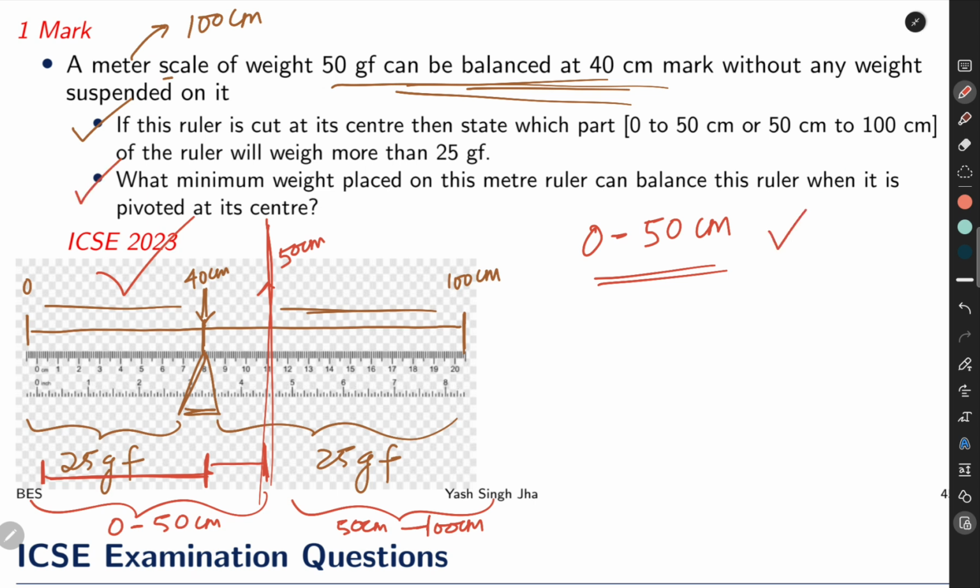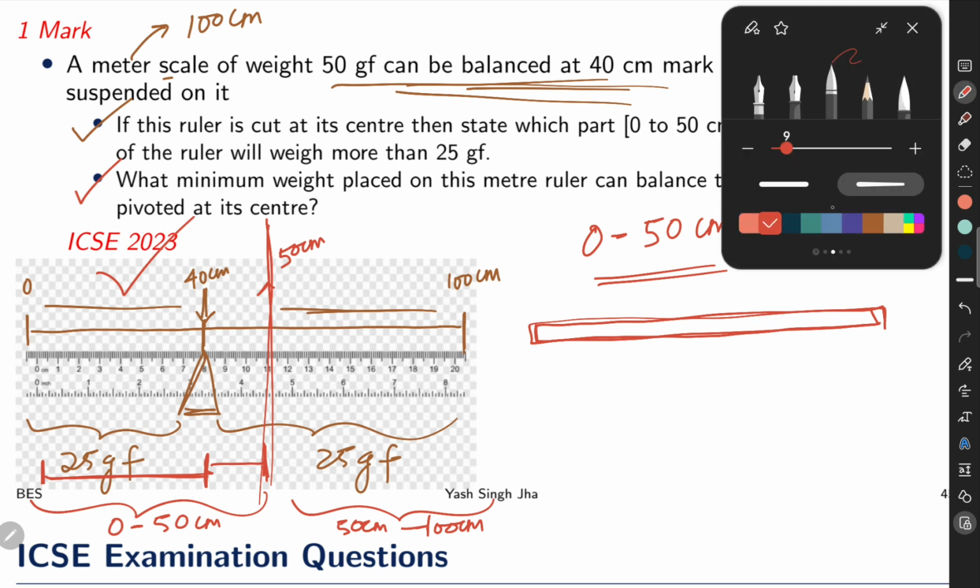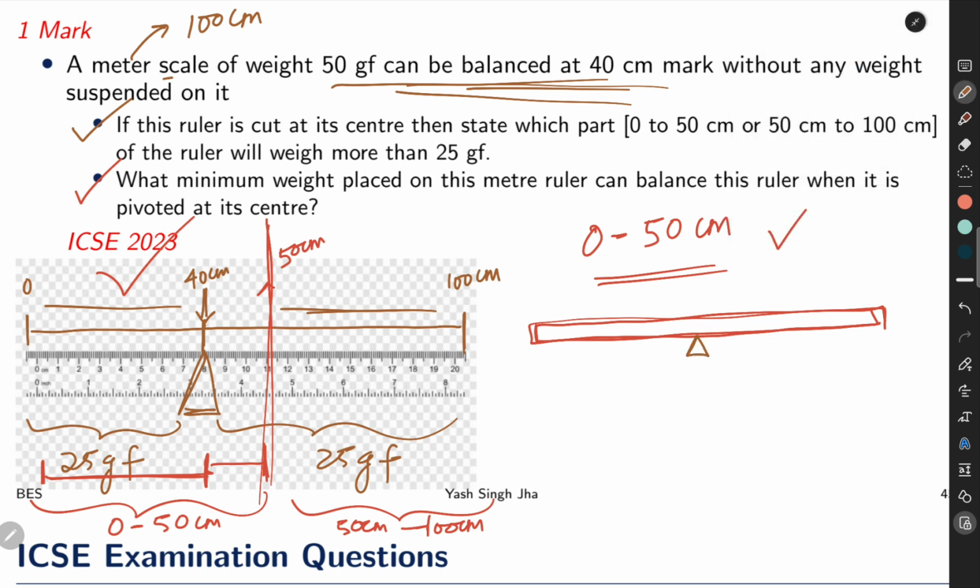What minimum weight placed on this meter ruler can balance this ruler when it is pivoted at its center? So I take this meter scale like this, and I want to pivot it at its center. Center means what? Center means 50 centimeter mark from either side.